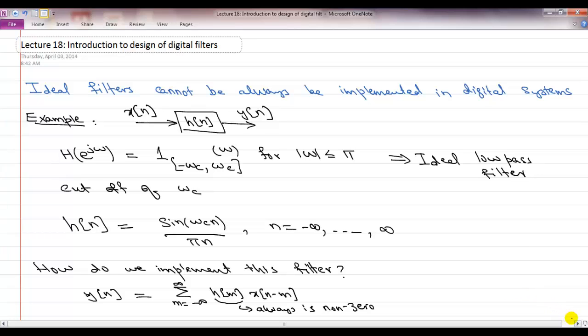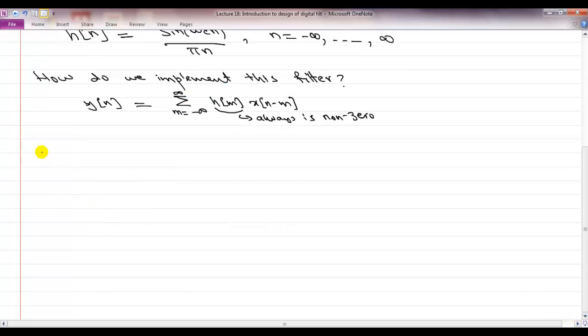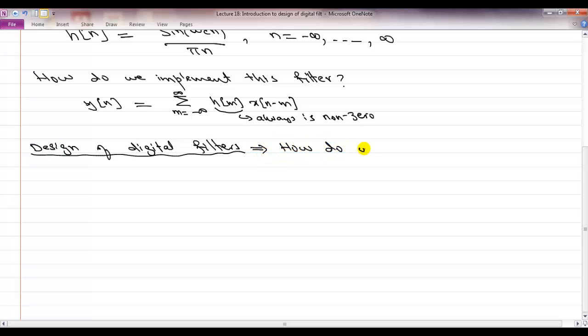So when we talk about design of digital filters, this is what it means. Design of digital filters means how do we approximate filters that we desire so that they can be implemented in hardware.